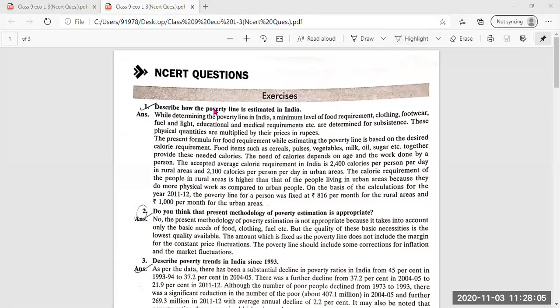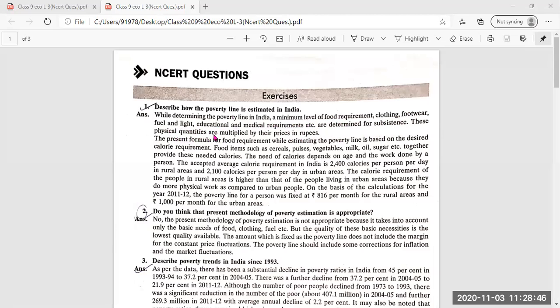The first question in your NCERT book was, describe how the poverty line is estimated in India. The answer will be, while determining the poverty line in India, a minimum level of food requirements, clothing, footwear, fuel, light, educational and medical requirements should be there with all the people for subsistence, that is, for living. These things are very essential for people.